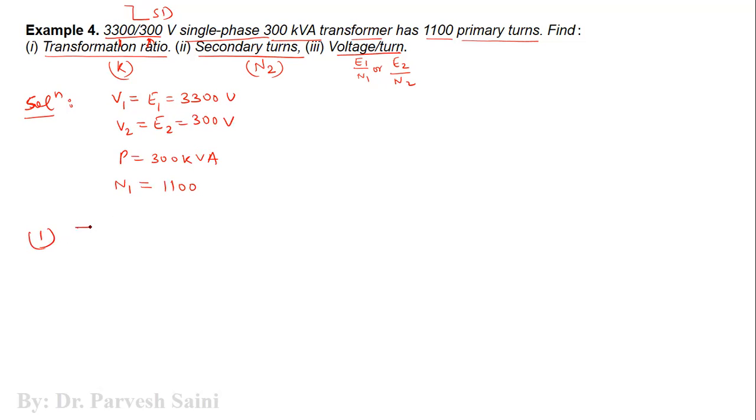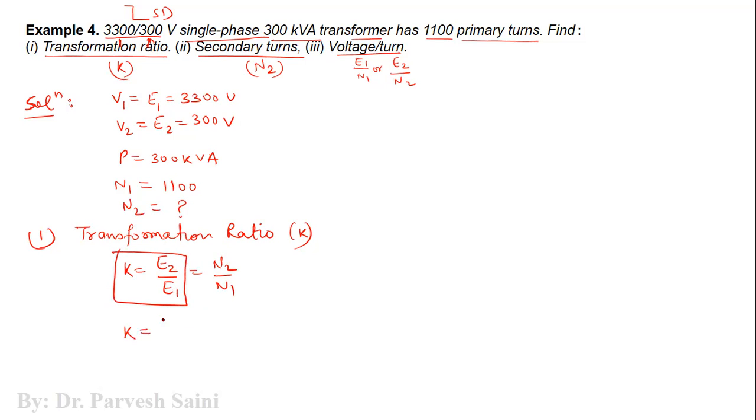So first we have to calculate the transformation ratio K. So the transformation ratio K is given by E2 by E1 is equal to N2 by N1. Since N2 is not known to us, we'll make use of this particular part of the equation. So K is equal to E2 by E1, E2 is 300 divided by 3300. So K is equal to 1 by 11. And the fractional value will be approximately 0.091.